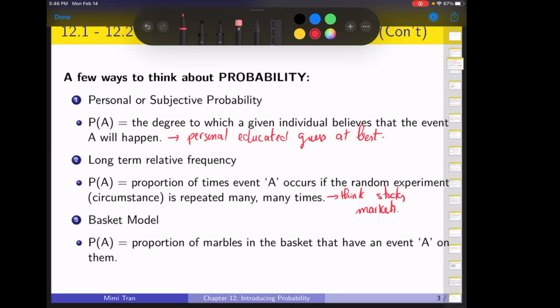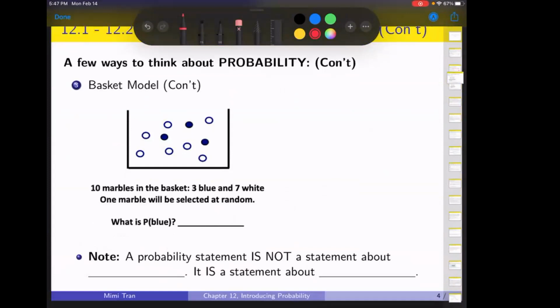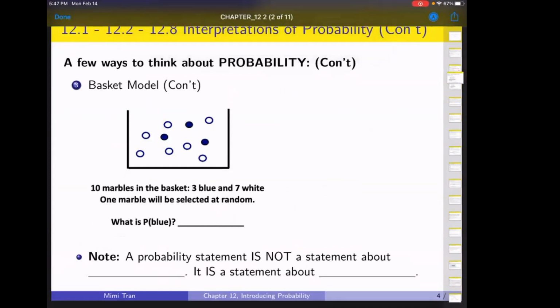Basket model, very popular too. Unlike the long-term relative frequency, the basket model is the probability that, say, I have a bunch of marbles in my basket. What is the probability that I'm going to pick out a red marble or a blue marble, right? So if I have 10 marbles in the basket, can someone tell me what the probability is that I'm going to pick out a blue marble? This is the model that you're going to see a lot in statistics class or discrete class. How many blue? Three out of 10. So let me tell you, for this basket model, the formula will be this.